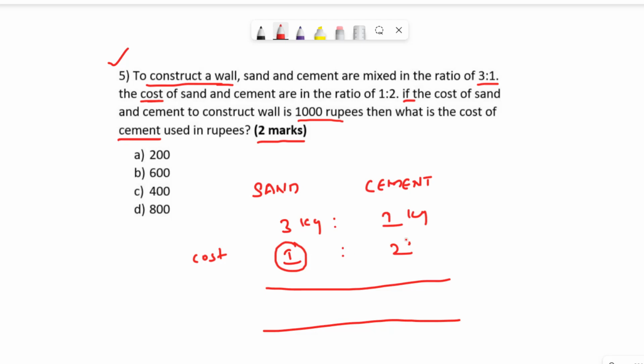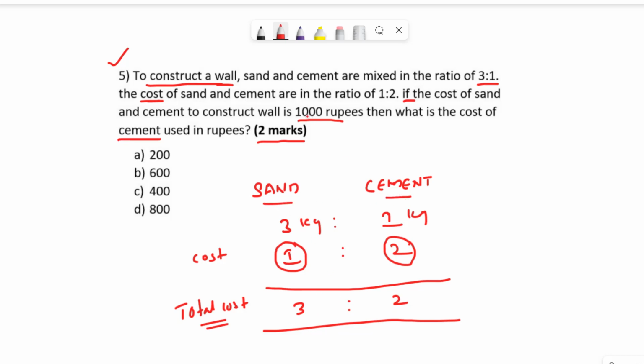And for cement, 1 kg costs 2 rupees. So for 3 kgs of sand, how much is it? 3, right? So for 2 kgs of cement, how many rupees? It is 2. So this is nothing but the total cost, right? If 1 kg costs 1 rupee, for 3 kg it is 3 rupees. So for 1 kg cement it is 2 rupees, so I have written directly 2. So what is this total? This is the ratio of total cost of sand and cement.